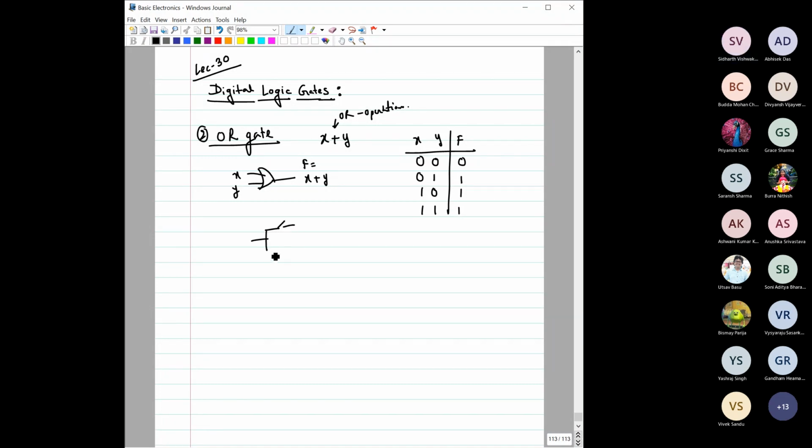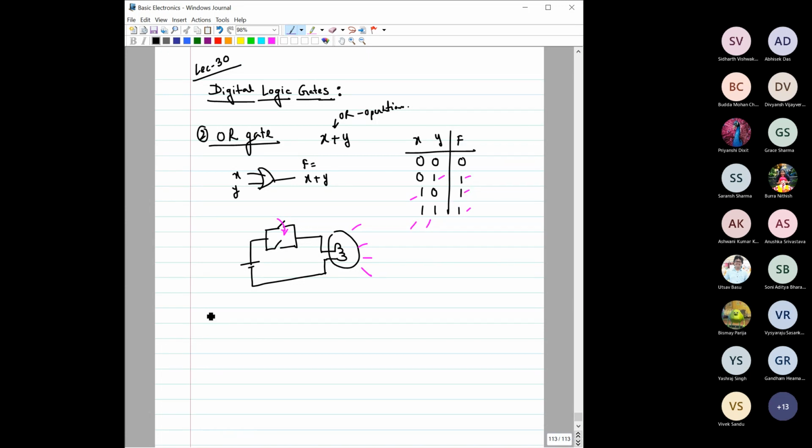Similar to the circuit equivalent that we saw in the last class, you can think of two switches connected in parallel, with a light and a battery. When any one of the switches is in the on position, the light will glow. Either this or maybe both. So at least one of the switches has to be on. If both switches are on, the output would still be 1. So this is the truth table for the OR gate.